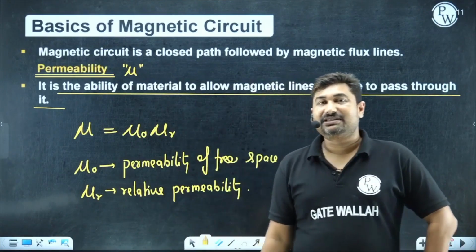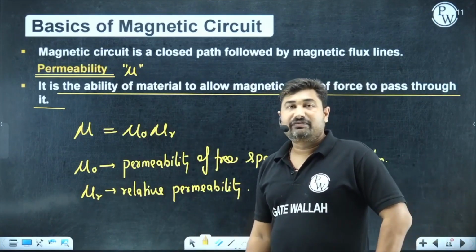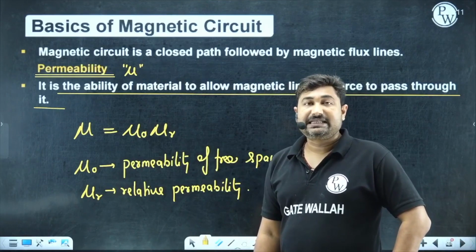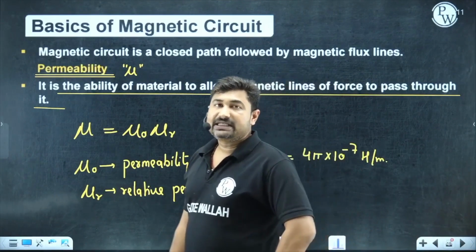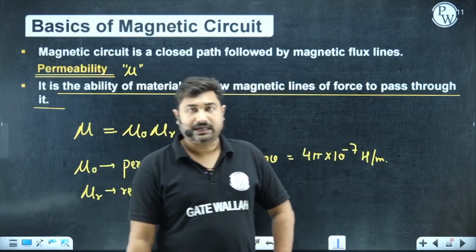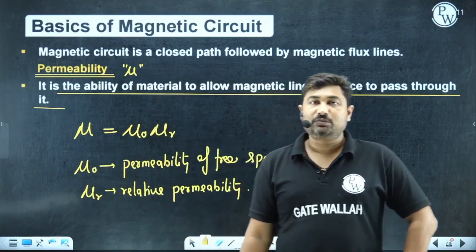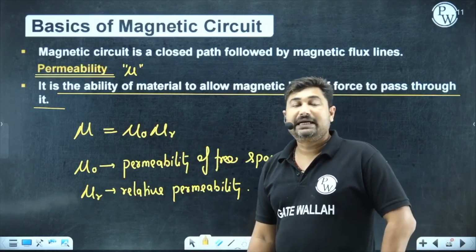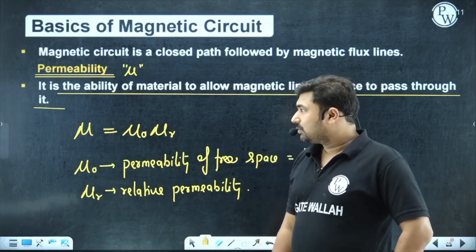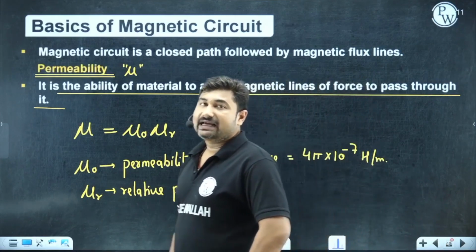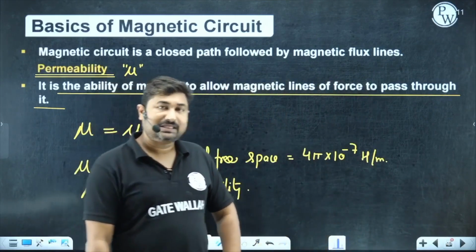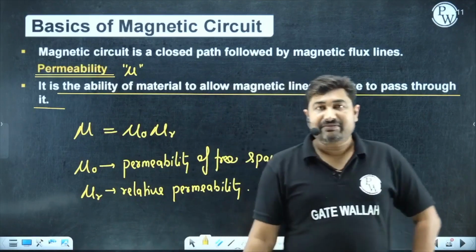Generally, when we talk about free air, relative permeability is very close to 1, but it is not 1. When we talk about vacuum, then we can say relative permeability is 1. So generally mu naught is represented as permeability in vacuum, but we say it like free space. Free space means nearly vacuum.